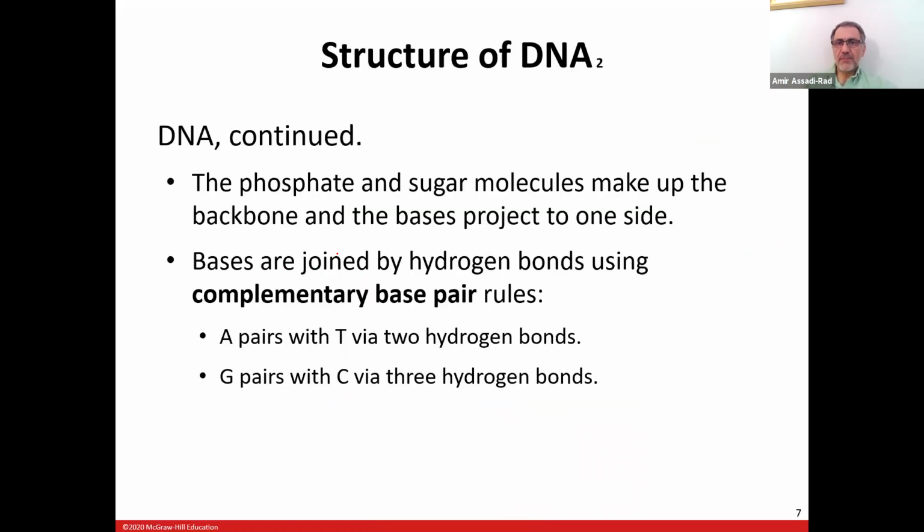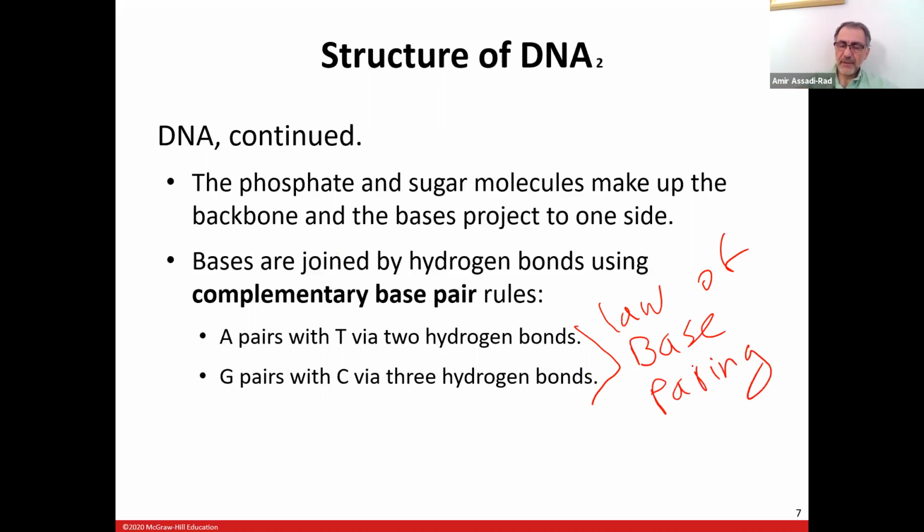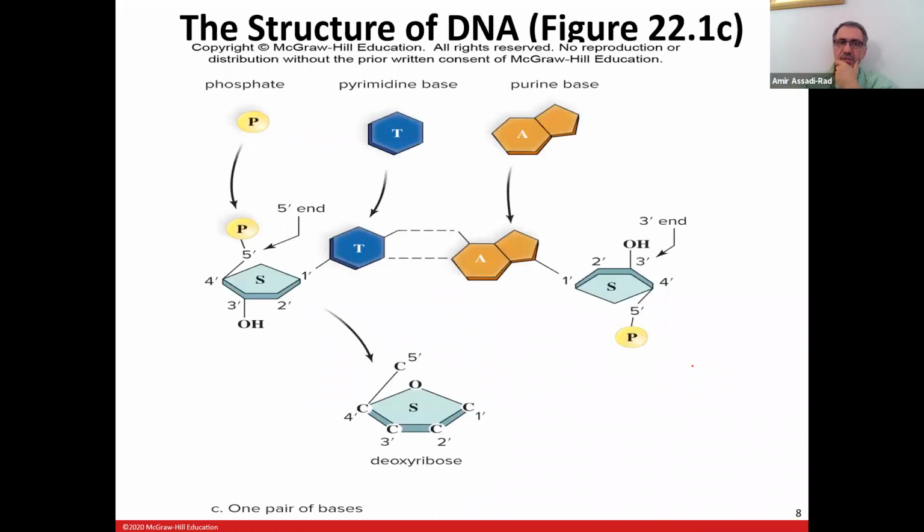The phosphate and sugar molecules make up the backbone of the structure, and then bases are joined by hydrogen bonds, which is called complementary bases. So it's called the law of base pairing. Okay, so A and T must bond together, and G and C must bond together. 3 hydrogen bonds between them. Here they are showing it to you. And then it's the structure of DNA.